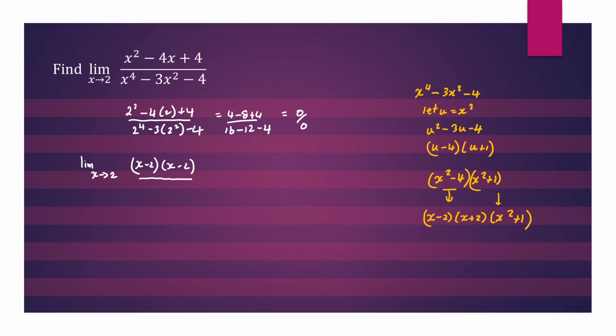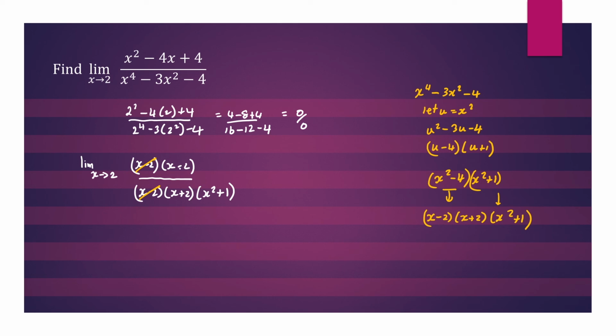So now we'll write that back into the question. We have (x minus 2) times (x minus 2) over (x minus 2) times (x plus 2) times (x squared plus 1). Note now you can cancel x minus 2 with x minus 2. Now we can try our direct substitution to see if it works now.